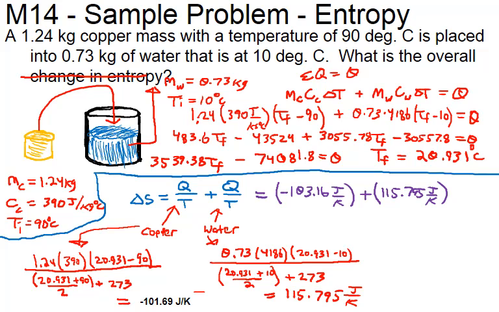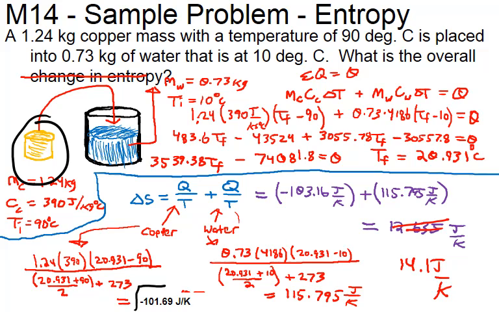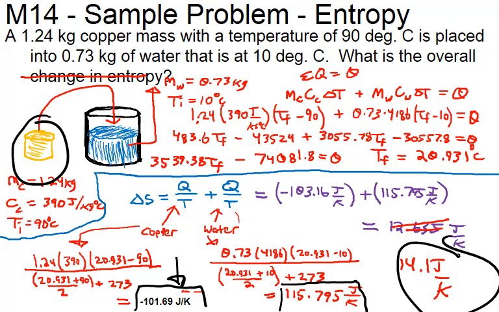And so we get 115.795. So when we add those together, we get an entropy change of 14.1, right? So this means that even though this became more ordered, negative 101, this became more disordered and more than this, right? And so the overall entropy change is positive, and that's going to be true for any natural process. So you can have a decrease in entropy from one part, but the other part is going to compensate and be a greater entropy change.